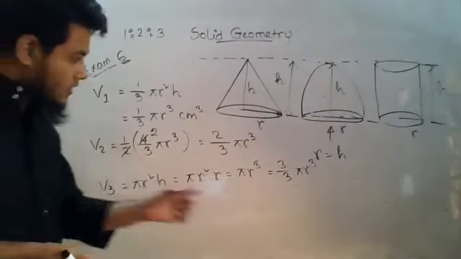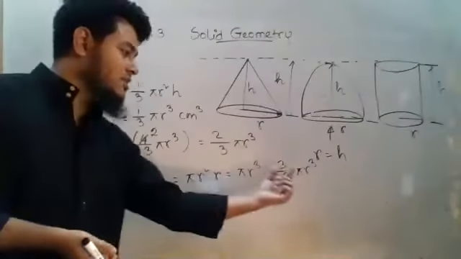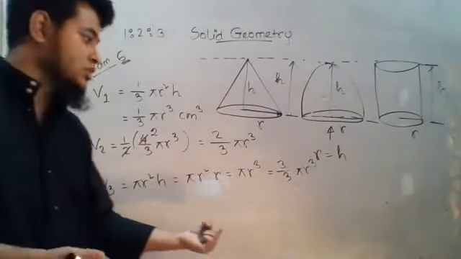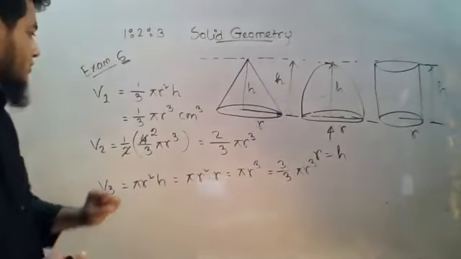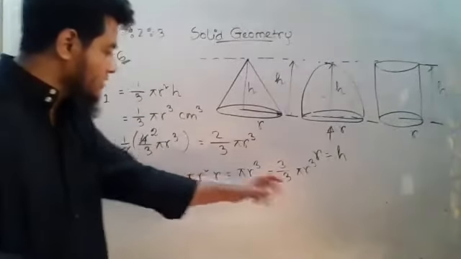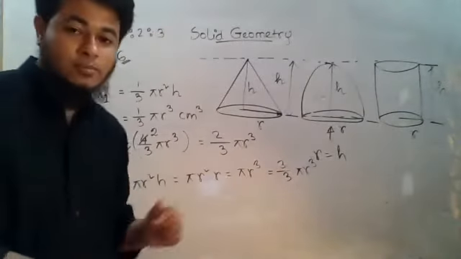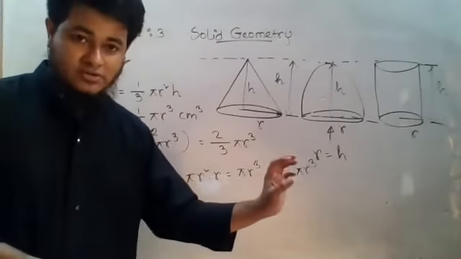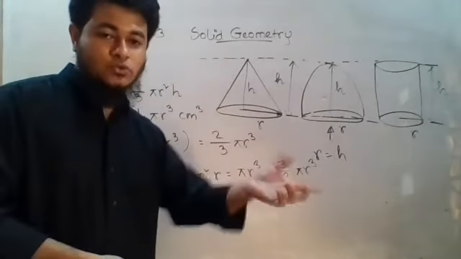Because 3 by 3 is 1, so 1 multiplied by anything doesn't make any change. But it will serve our purpose. We will see that 1 by 3 pi r cube, 1 by 3 pi r cube, 1 by 3 pi r cube is there, but here it is 2, here it is multiplied by 3. So if you now take the ratio, it will be 1 is to 2 is to 3.